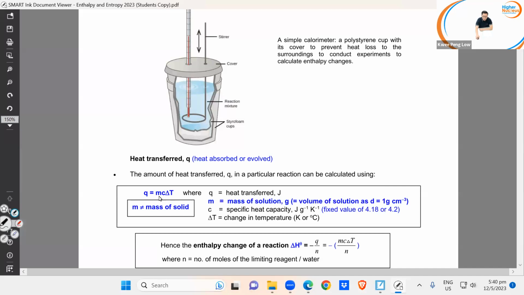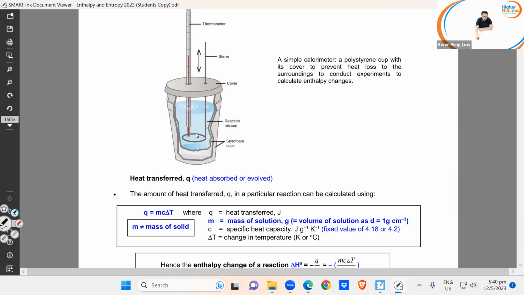Please take note, your M should never include the mass of the solid, because when your solid goes into the styrofoam cup, it will have totally dissolved. C is the specific heat capacity. It has a fixed value of 4.18 or 4.2, and your delta T is the change in temperature, in which we take T final minus T initial. Your delta T can be degrees Celsius or Kelvin. There is no need to convert degrees Celsius to Kelvin at all. So this is the first formula.